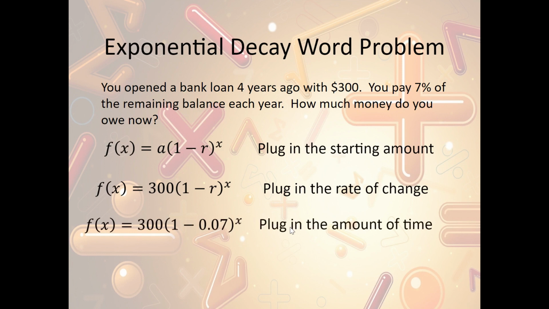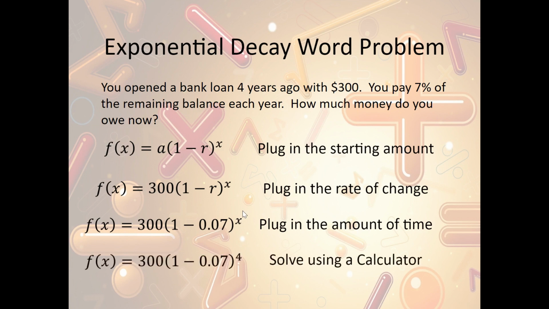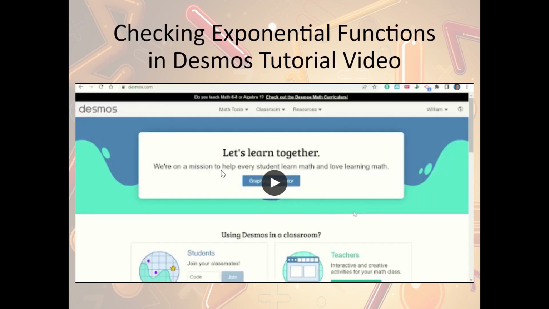Lastly, we're going to plug in the amount of time. The amount of time is 4 years. So that's 4. We plug that into our calculator, and we get that now we owe $224.42. There's a video here that shows you how to check exponential functions in Desmos, so you can go ahead and watch that video as well.